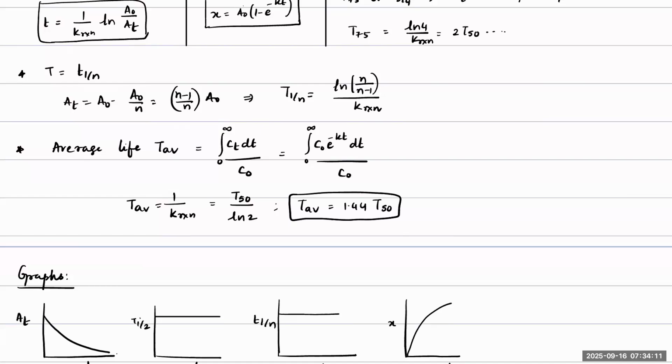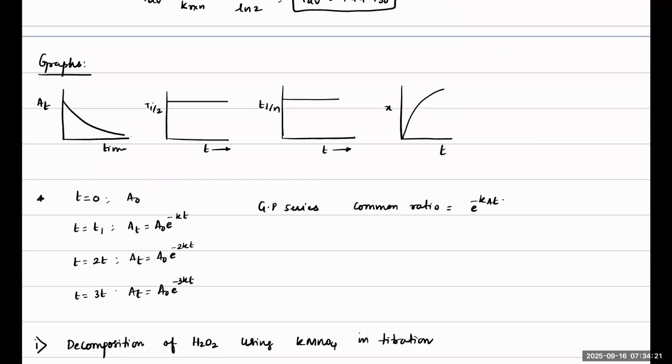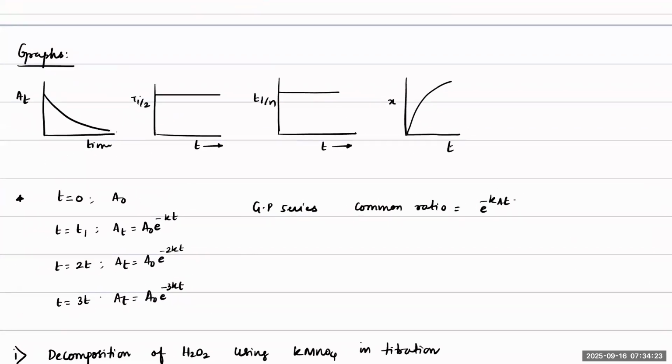And T average 1 by K of the reaction is T50 by ln2, which is equal to 1.44 T50. Now, quickly go through the graphs once. I hope you do understand the graphs easily. Please check.